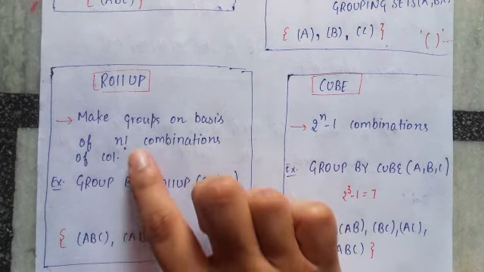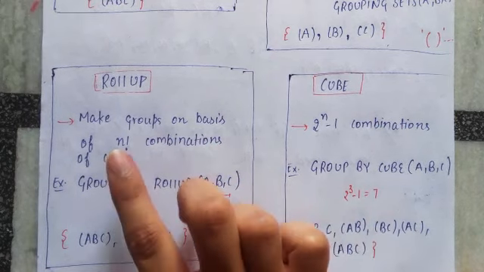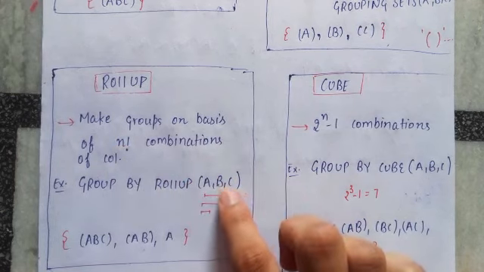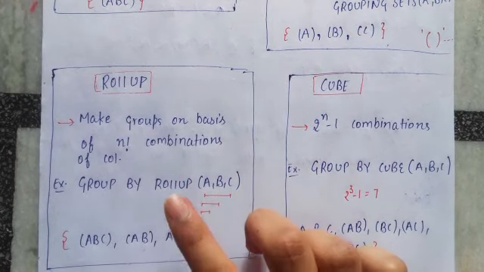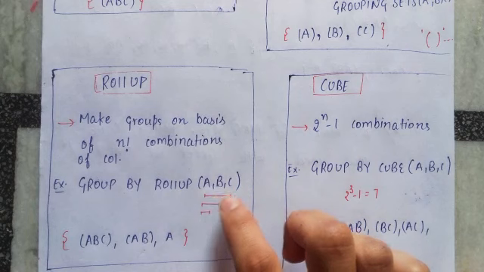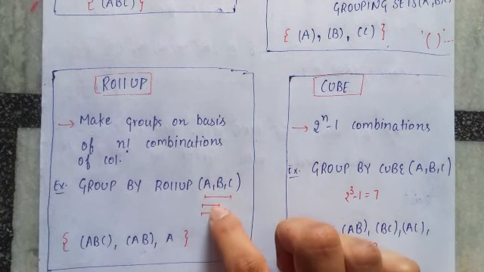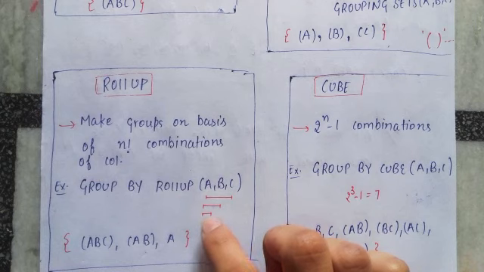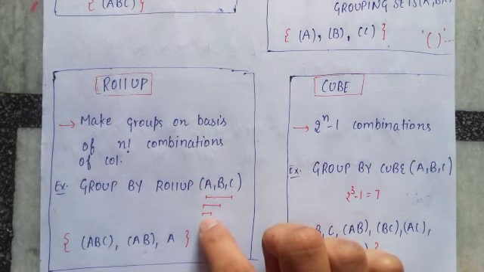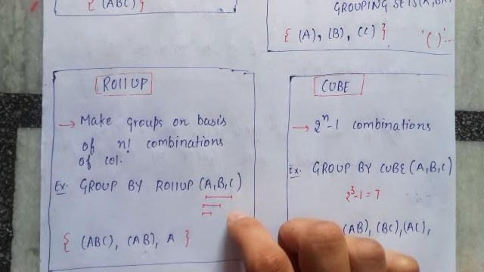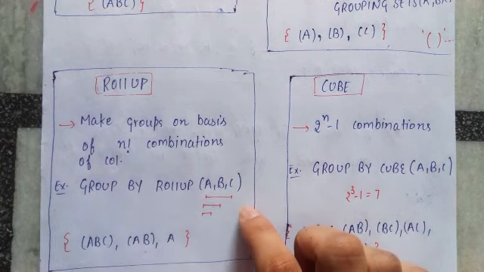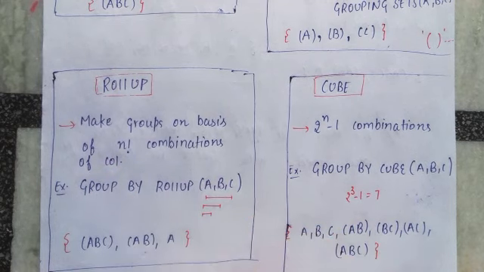It groups on the basis of n factorial combinations of columns, where n is the number of columns. If you're going to use three columns in the roll up, it will first make the group on the basis of these three columns, then on the basis of these two columns, and then on the basis of only the first column. So this is the basic use of n factorial and n minus 1, that is 3, 2 and 1.